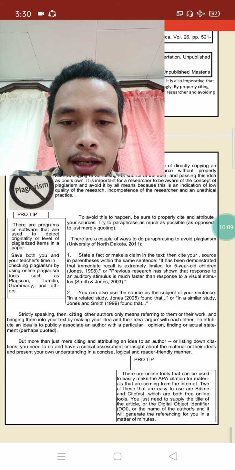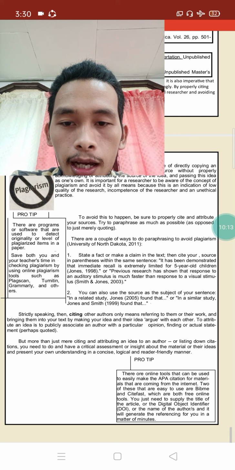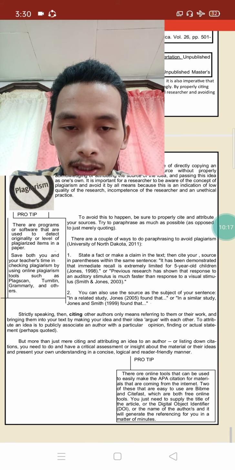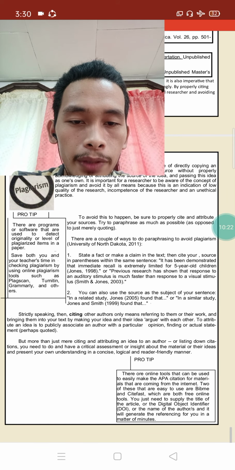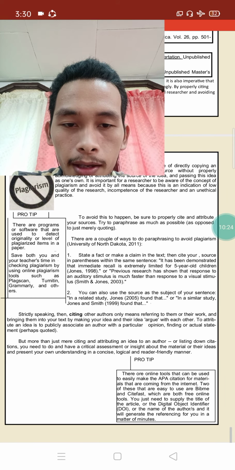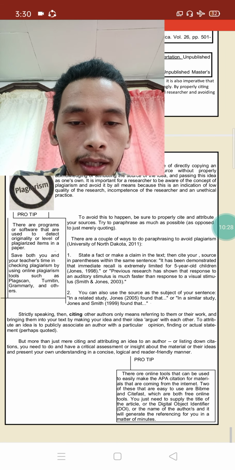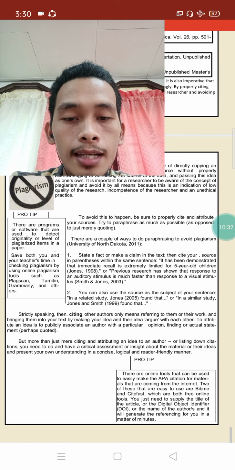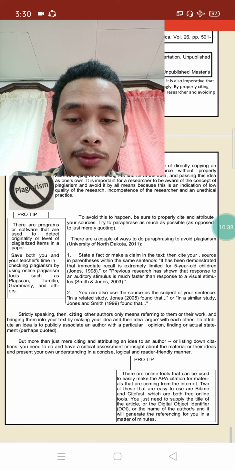Strictly speaking, citing other authors only means referring to them or their work and bringing them into your text by making your idea and their idea argue with each other. To attribute an idea is to publicly associate an author with a particular opinion, finding, or actual statement, or perhaps a quote. But more than just mere citing and attributing an idea to an author or listing down citations, you need to have a critical assessment or insight about the material or their ideas and present your own understanding in a concise, logical, reader-friendly manner.